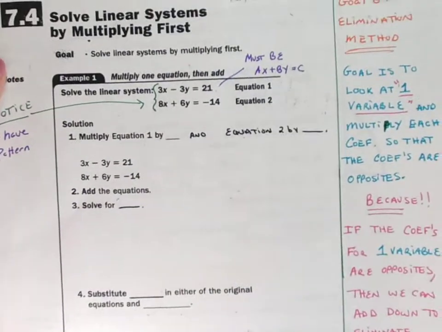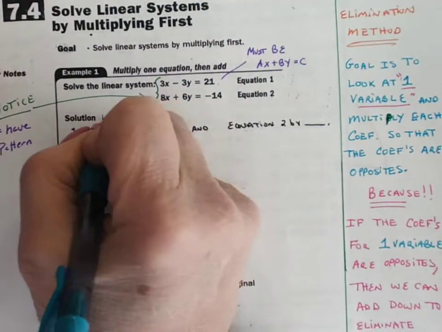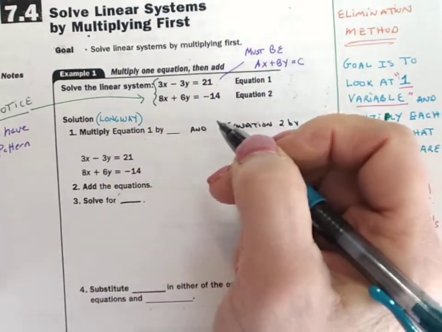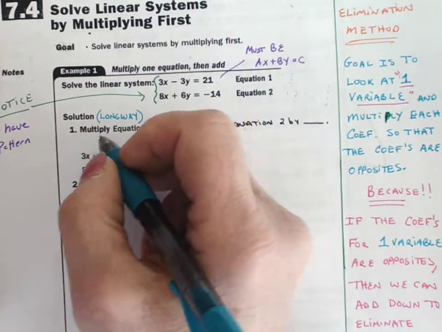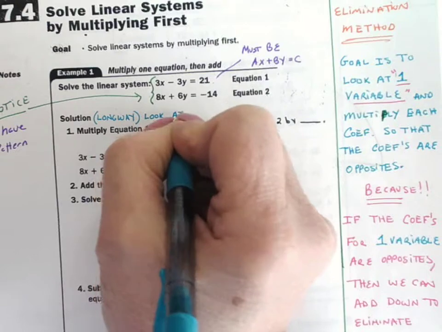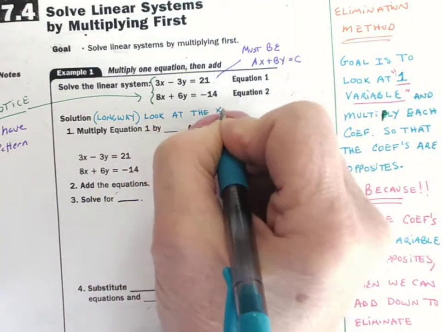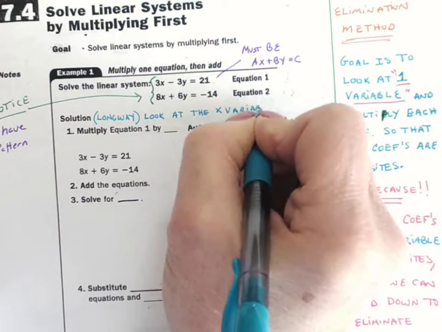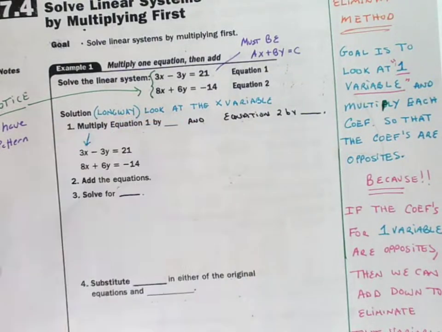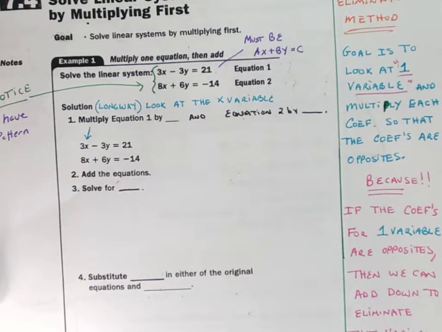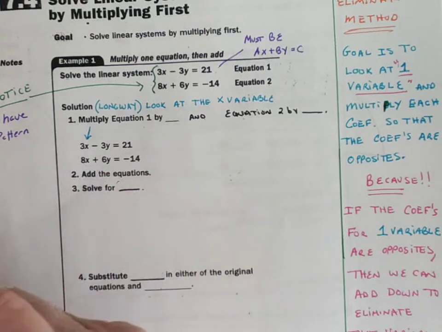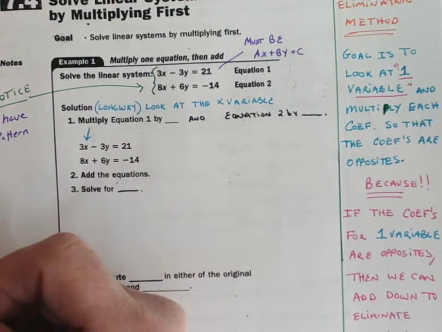So we have this system, and I am going to go through the solution that is the long way, and it works every single time. When you use the long way, you are going to look at the x variable. We're going to focus on the x variable, and we want to multiply the 3 and the 8 so that we get opposite coefficients.